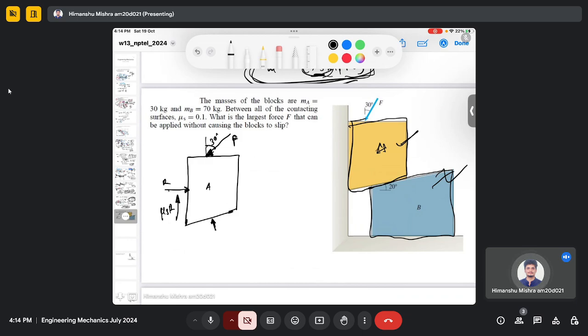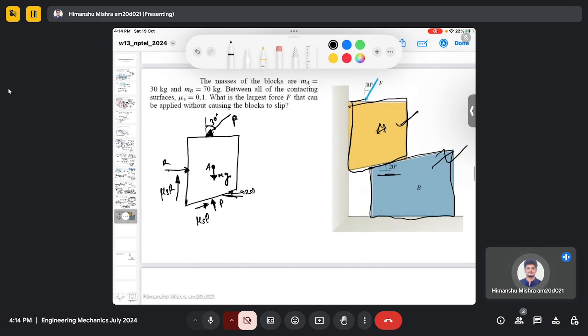There will be one reaction force due to block B, which is P, and the friction force mu s P. And then there will be a weight which will be acting, mg, and this angle is 20 degrees, which is given here. So this is the free body diagram of block A.